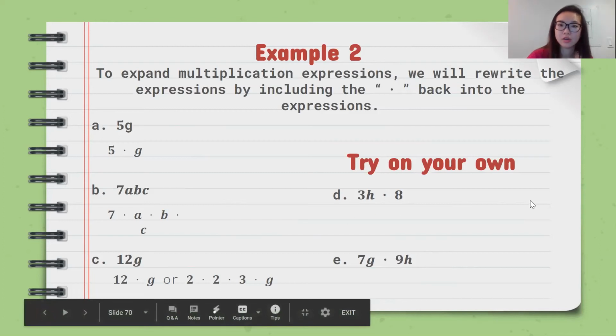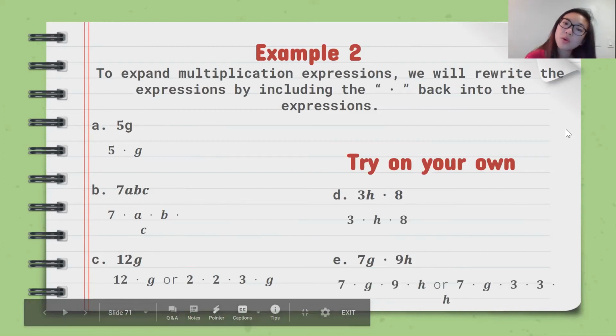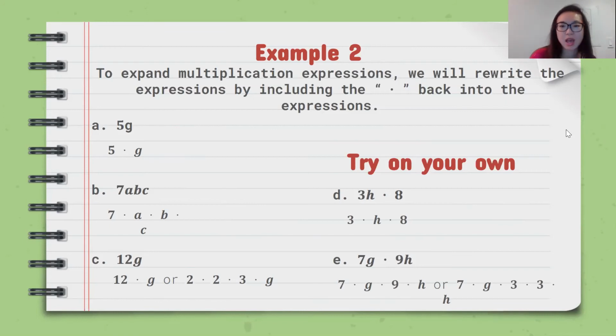All right, so the answer for D is 3 times H times 8. And the answer for E was 7 times G times 9 times H. Or you can expand it further with the 9 and do 7 times G times 3 times 3 times H. So that's what you do when you expand those out. And again, with those numbers that can be multiplied, you can expand them even further.